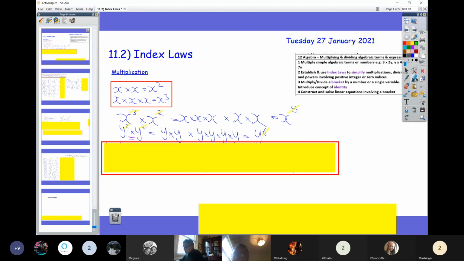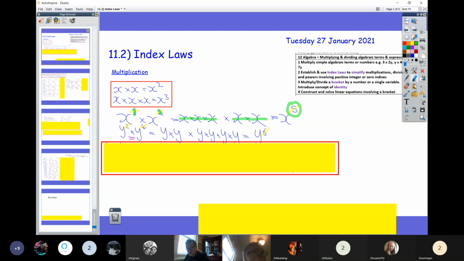So with that top one, we've got x cubed multiplied by x squared. So x cubed is x times x times x, and then we're multiplying that by x squared, which is x times x. And x times x times x times x times x is x to the power of 5.